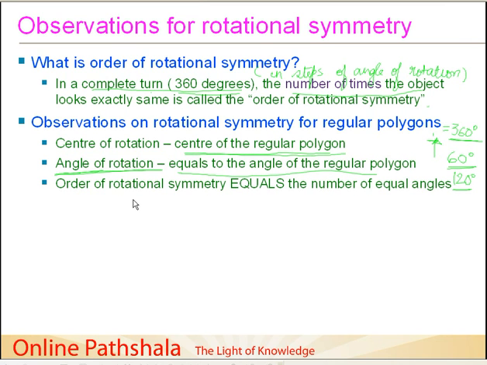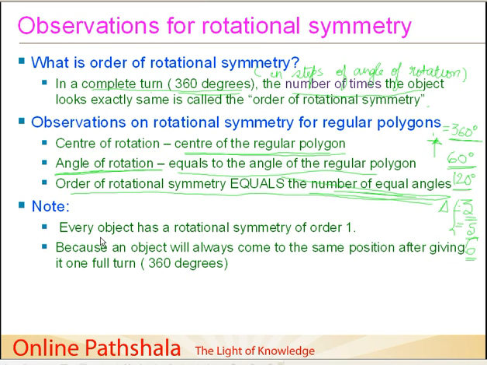An important thing to keep in mind is that the order of rotational symmetry equals the number of equal angles. This is very important to know, equal angles. So the order of rotational symmetry for a triangle will be 3. For a pentagon it should be 5. And for a hexagon it should be 6, because it has 6 equal angles. Just try it out with a piece of paper and see whether all these things hold true or not.